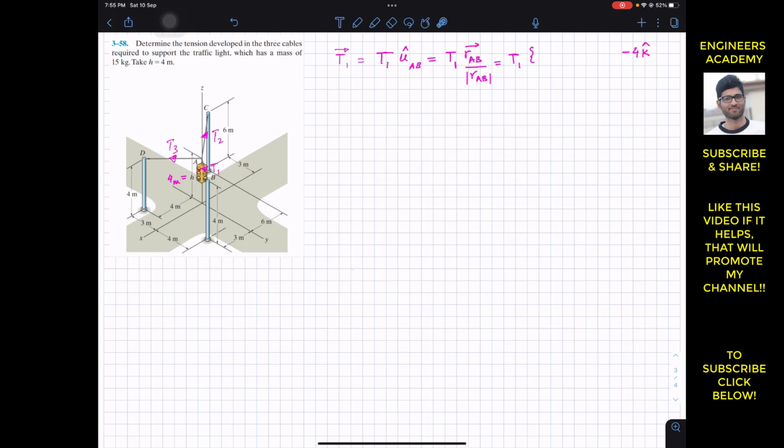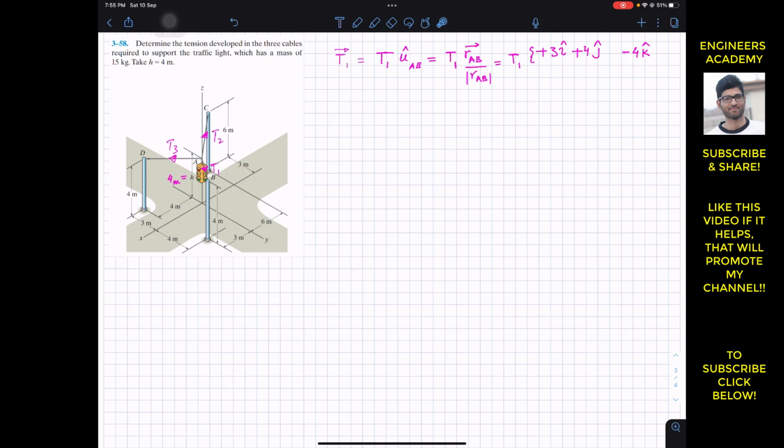When we travel 4 meters in the downward direction, we reach the ground, and then from the ground we need to travel a 4 meter distance along the positive y. So that is plus 4 along the j direction. Once we travel these 4 meters, we need to travel along the positive x. This distance is 3 meters, so we need to travel plus 3 meters in the positive i direction.